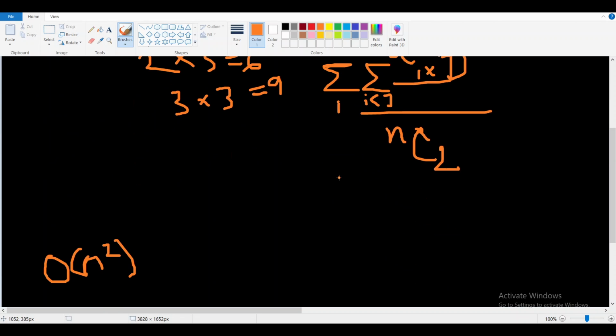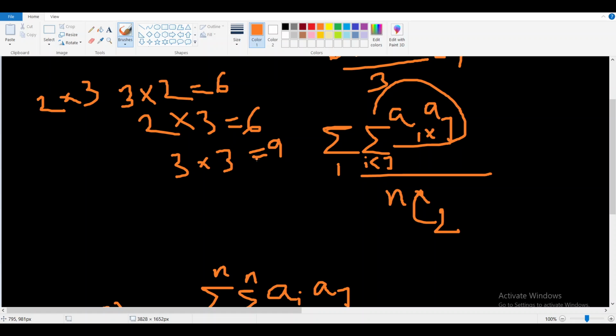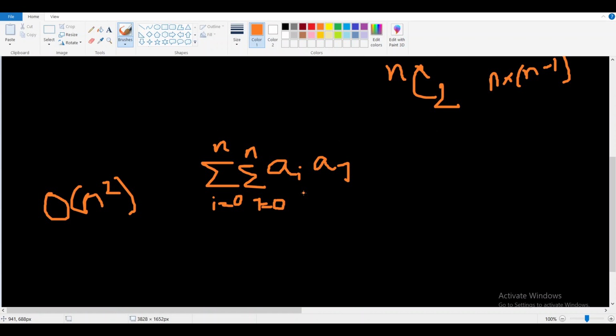Okay, so how can we solve this problem? We have to break this summation of ai aj, where i goes from 0 to n, and j is less than i. Instead of taking j less than i, we can take i equals 0 to n, and j equals 0 to n. So here the total number of combinations, instead of nC2, will be n into n minus 1, because we are taking any i and j values. So i and j pairs can be repeated also here. I hope you get it.